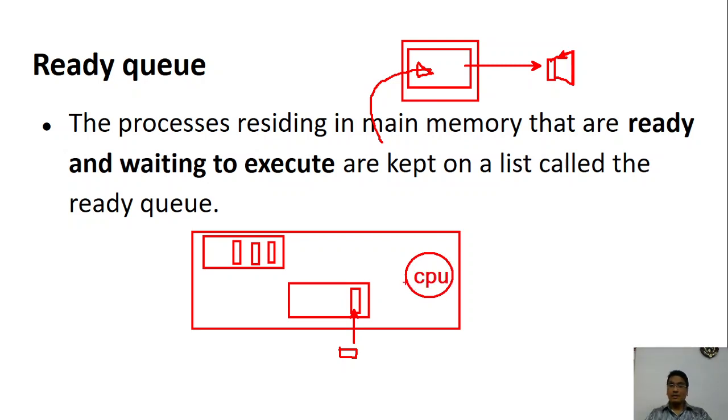In other words, the instructions are carried out by the CPU or the microprocessor. Unless the microprocessor takes up the instruction, nothing is going to happen. Even if you load the movie, even if the audio system is there, nothing is going to come out because the microprocessor is not doing any work. So when these processes have everything they require except the CPU, remember they don't have the CPU, then they are said to be ready and they are kept in the ready queue.